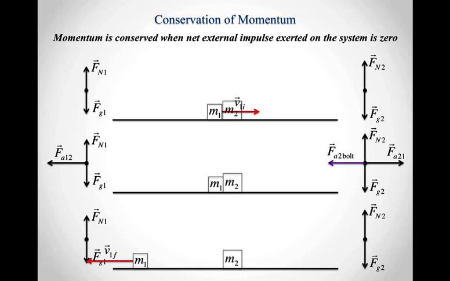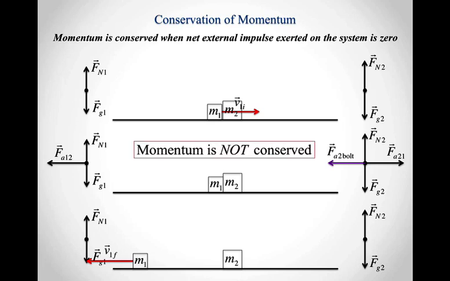So what that means is I have an external force acting on my system, which means that momentum is not conserved for this 2-block system. So I have a net external force, so momentum is not conserved.